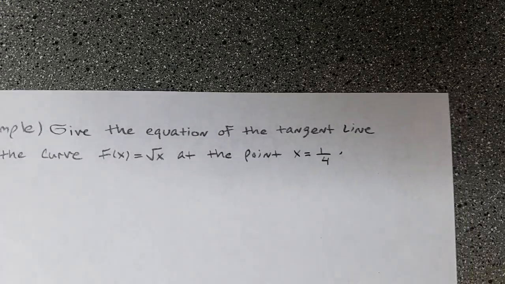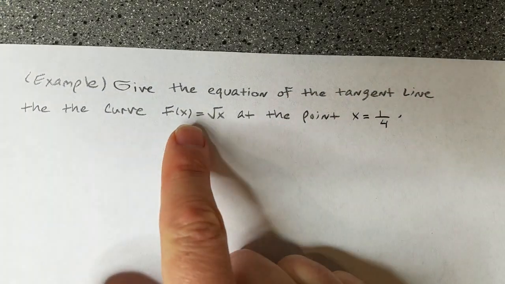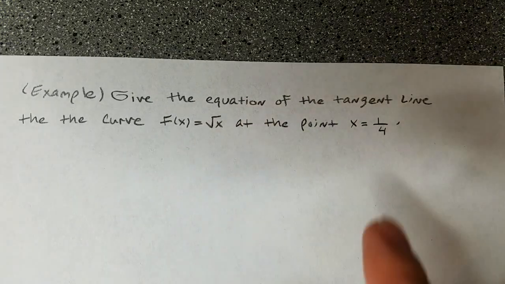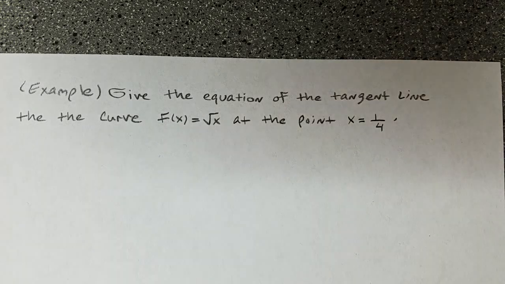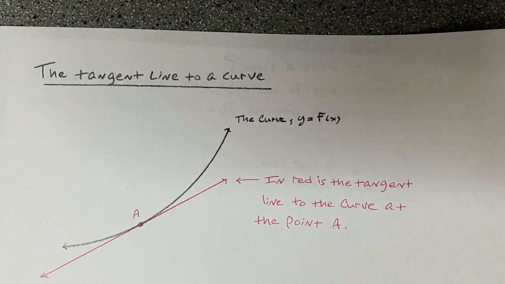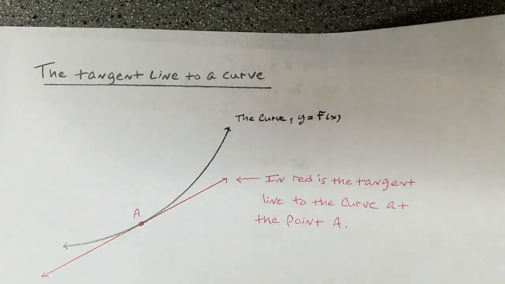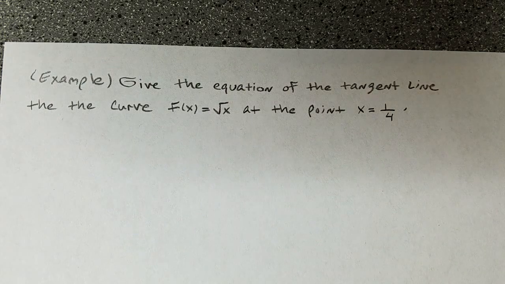So check this one out. Give the equation of the tangent line to the curve f of x equals root x at the point where x is 1/4. Okay? All right, now I told you before, earlier in the video, what the tangent line was. So you got the concept, hopefully. Quick reminder about the curve and the tangent line. There they are together. They meet at some given point. So I'm talking about the curve root x and the point 1/4.